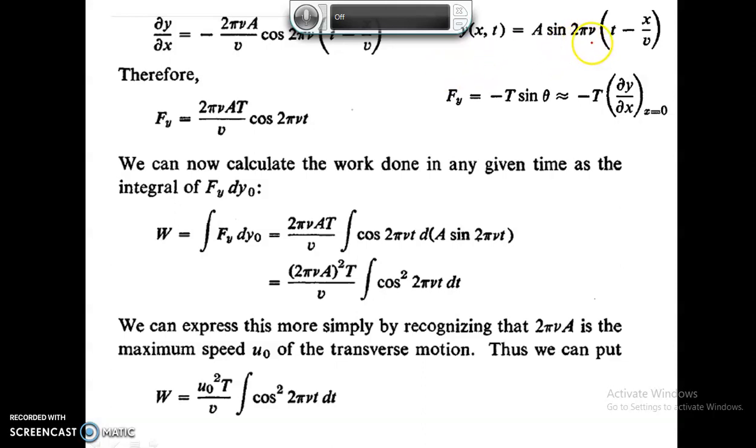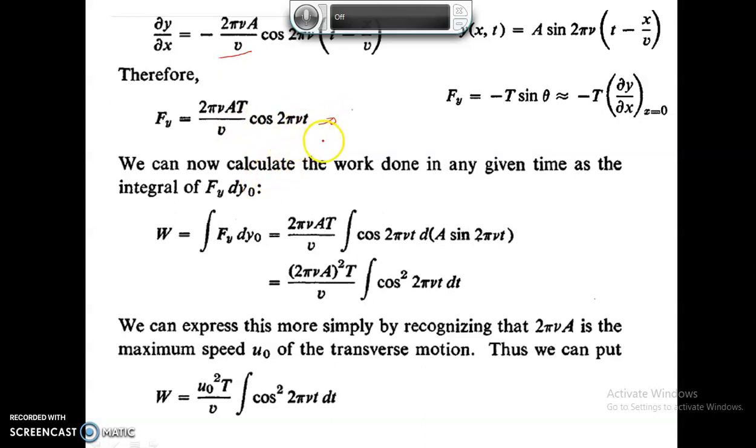So overall I have 2πν by v with a minus sign outside. Already a is here, which is written here: minus 2πνa by v into cos 2πν(t minus x by v). Therefore, the tangential component of the force, which is Fy equal to minus T sin θ equal to minus T dy by dx, this minus vanishes with this minus, and 2πνaT by v cos 2πνt will be the expression for the tangential component of the force.